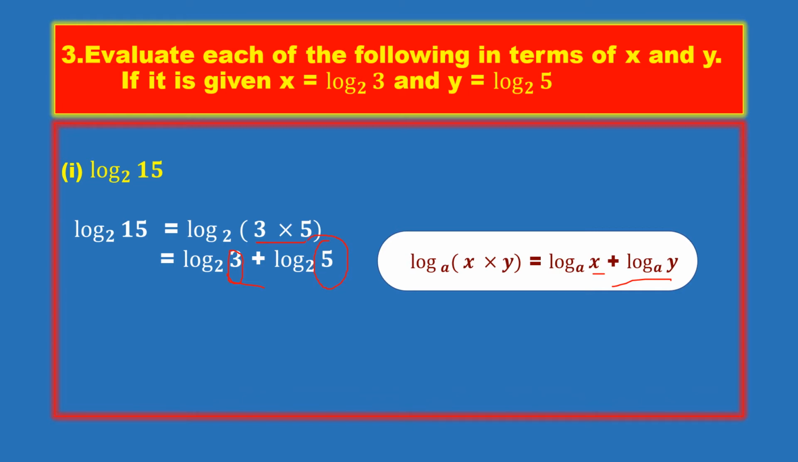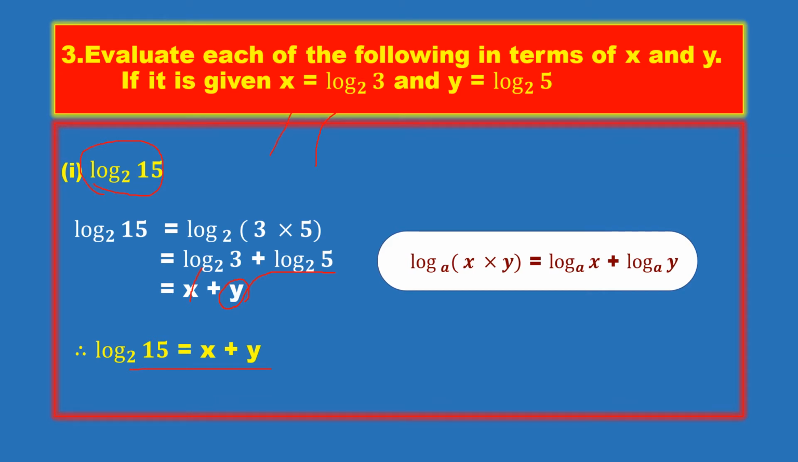Now, already he has given log 3 base 2 means it is x, right? So instead of log 3 base 2 I wrote x, and log 5 base 2 is y. He asked to express this log 15 base 2 in terms of x and y, so I denoted it in terms of x and y.